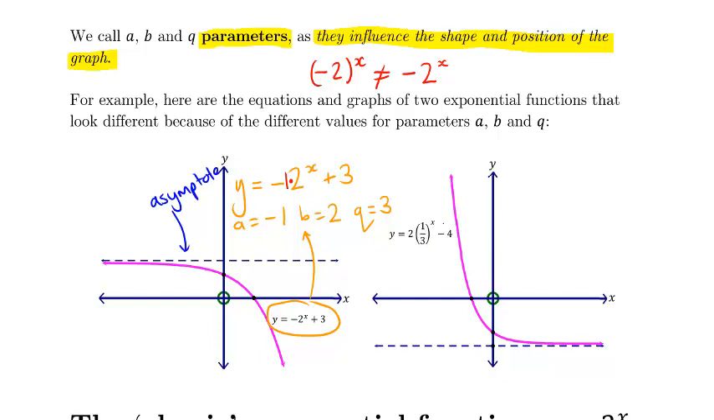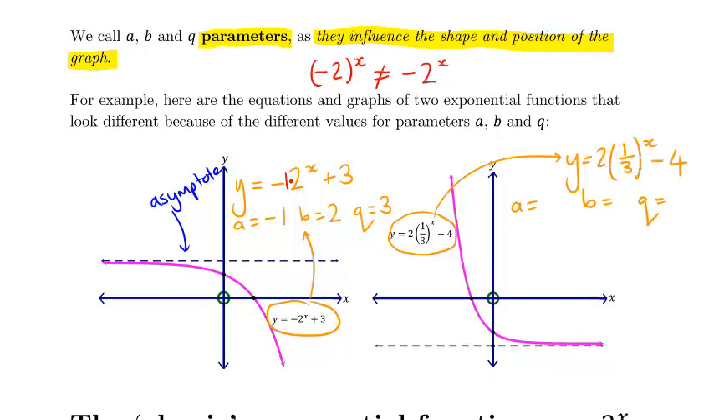Let's have a look at this graph over here. Look at this equation, guys. Very different to this equation over here. This equation is y equals 2 times 1 over 3 to the x minus 4. Now, what are my a, b, and q values here?